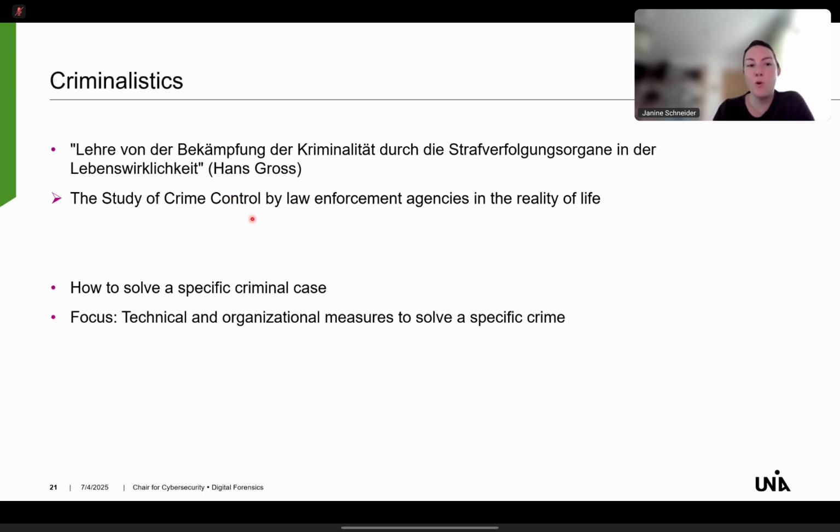We want to control crime and not study crime. And it also deals with how to solve specific criminal cases and has a focus on technical and organizational measures.